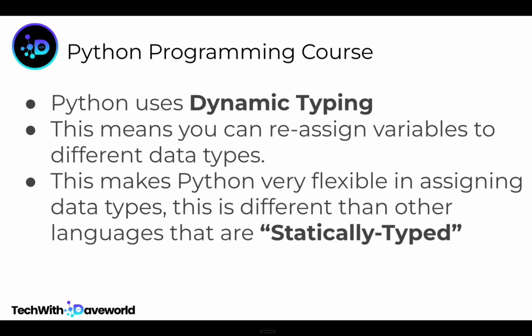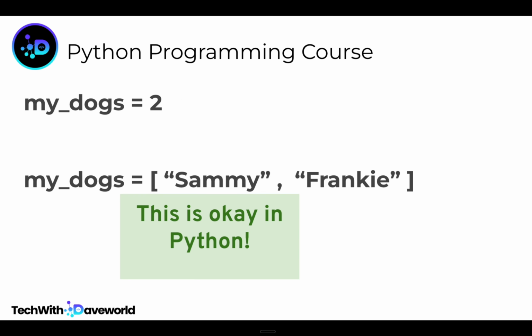Basically, what it does is it makes Python very flexible in assigning data types. This is different in other programming languages like C, Java, and so on and so forth, where you really have to specify the type of variable that you're trying to define. They are also known as static typing, right? They are statically typed programming languages. But Python is very flexible and you can reassign variables. So you need to be careful when you're doing that.